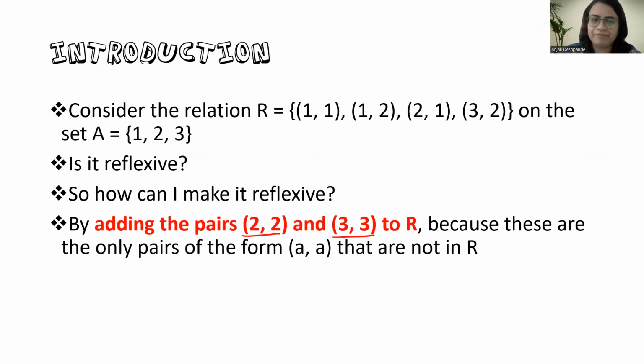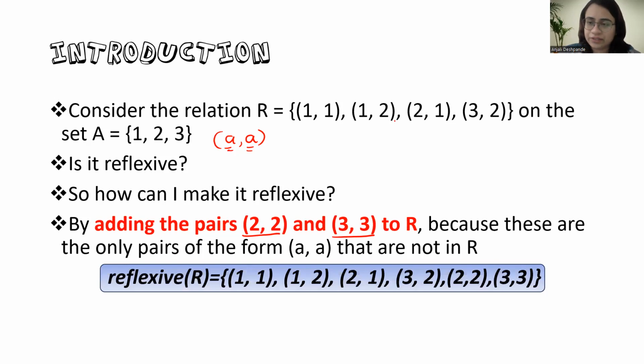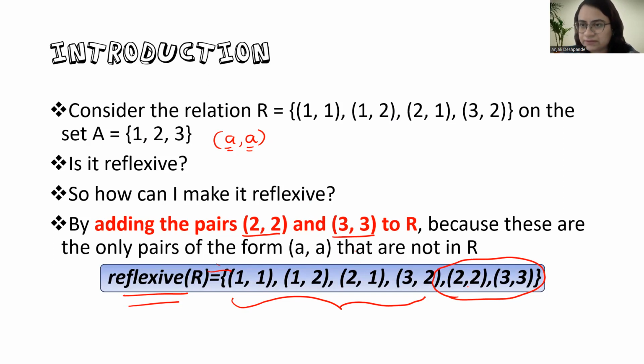Why? Because a reflexive relation has the tuple of the form (a, a), which is true for every element in the base set. So if I add these two tuples to the original relation R, I will make the relation reflexive. So the newly obtained reflexive relation is denoted by reflexive closure of R, and it is given likewise. Here you can see the original relation is kept as it is, and I've added two more tuples.